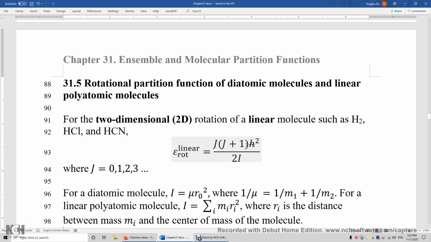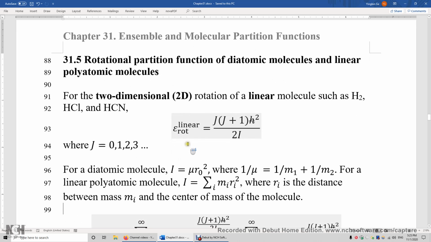Section 31.5, Rotational partition function of diatomic molecules and linear polyatomic molecules. For the two-dimensional rotation of a linear molecule, such as H2, HCl, and HCN, the rotational energy is equal to J times (J plus 1) times h bar squared over 2I. h bar is the reduced Planck constant, I is the moment of inertia, and J is the rotational quantum number. J can be 0, 1, 2, 3, 4, etc.